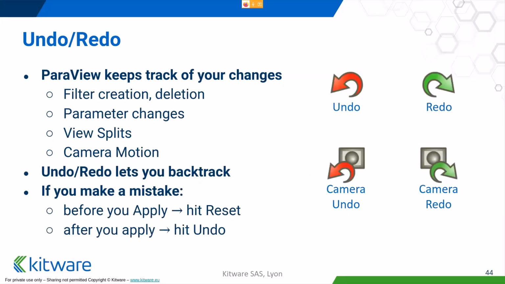There is undo redo. You can undo and redo anything you've done in the application. You can even use camera undo and camera redo for changes of camera orientation. So if you make a mistake and you have not pressed apply yet, you can press reset. But if you've already pressed apply, you have to hit undo.